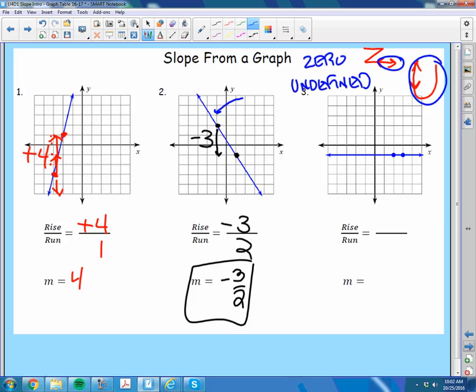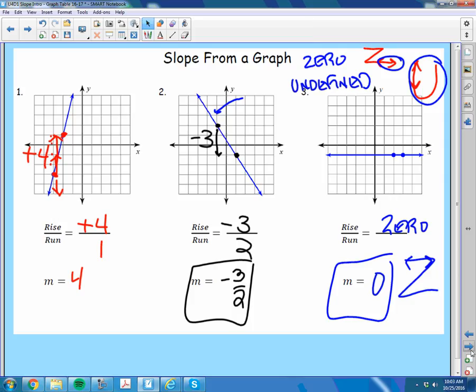Is this horizontal or vertical? You're right, Zoe. It's horizontal. Good call. Is that 0 or undefined? 0. It is a 0 slope. Z for 0, because you can only make horizontal lines out of a Z. You cannot make a horizontal line out of a U. Okay?